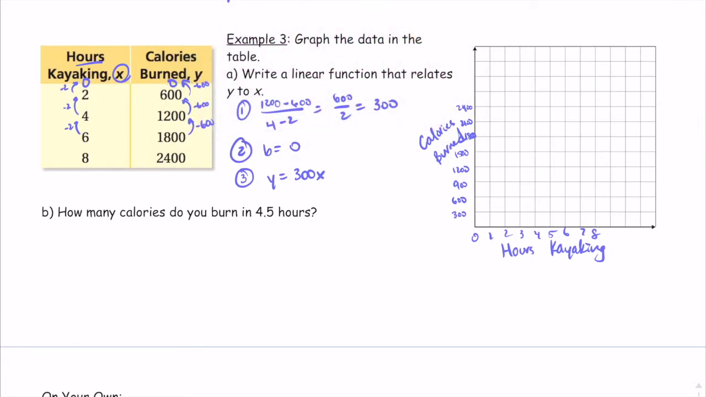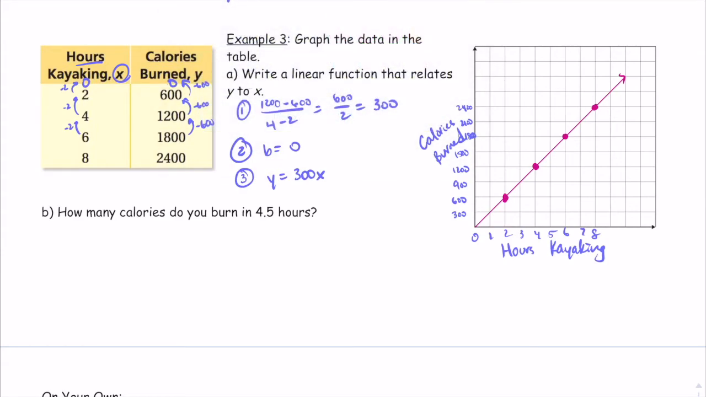It looks like 2, 600; 4, 1200; 6, 1800; and 8, 2400. So I just plotted those points. That's all you have to do. And then, yeah, let's draw a line down the middle. Boom. And does this make a function, yes or no? It is a yes. Why? Because it passes the vertical line test, right? I could put any vertical line on here. It'll always pass it.